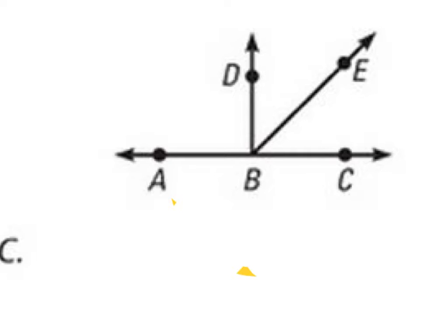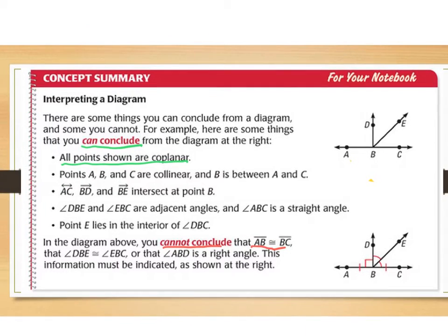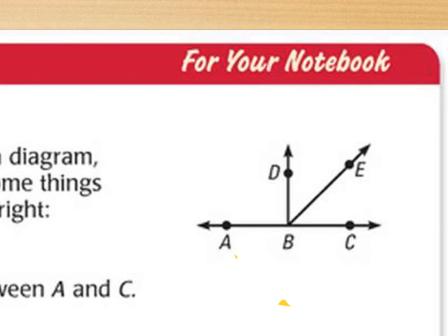I get it. Those two segments down there, AB and BC, they look like they are congruent, but there's nothing that says they are. There's nothing there showing that those two lengths of lines are the same length. Don't do it. Additionally, don't say that angle DBE, this one right here, is congruent to this one right here. I don't have any information that says that.